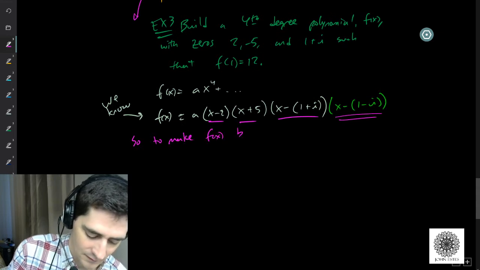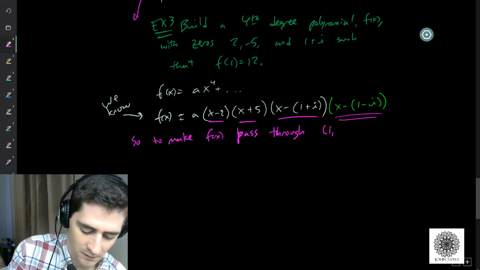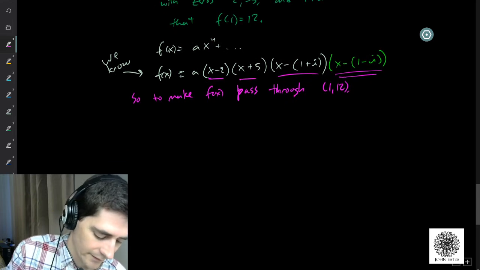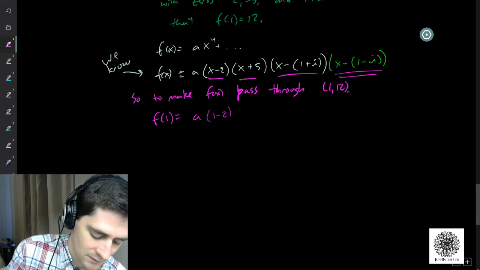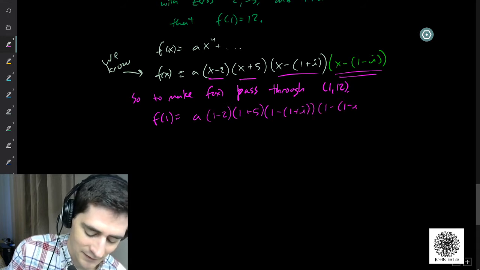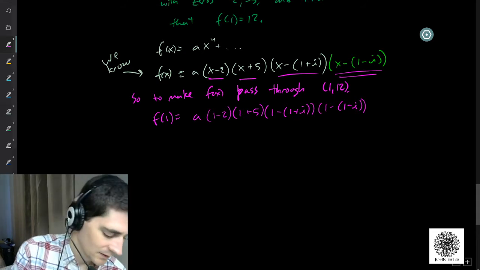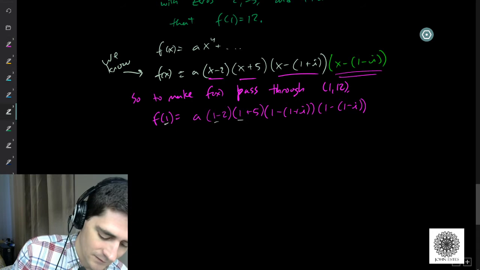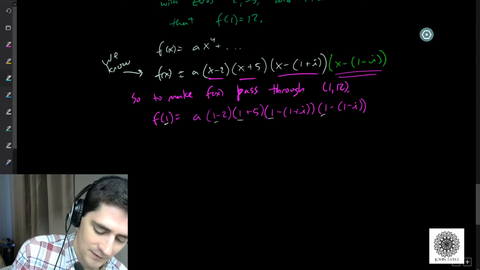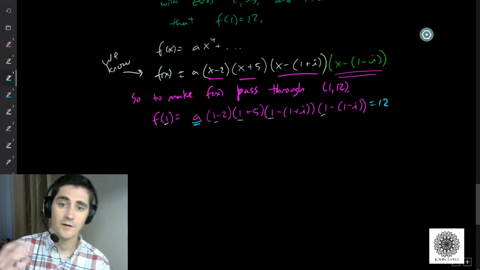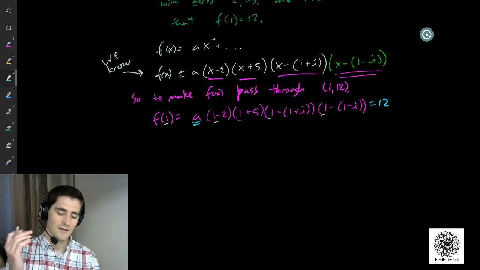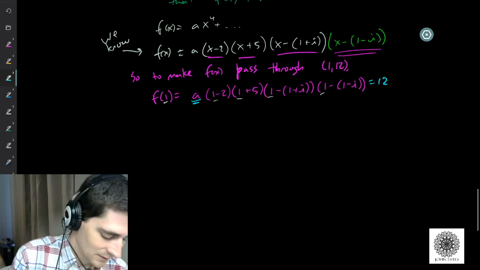Okay, so to make f of x pass through the point (1, 12), here's what we can do. Let's say f of 1 equals a times (1 minus 2), (1 plus 5), (1 minus 1 plus i), (1 minus 1 minus i). I plugged in the value 1 for x, and when I do that, this thing needs to equal 12. Can I solve for a? Can I get the right leading coefficient that will make this a true statement? Okay, so I think we can do this.